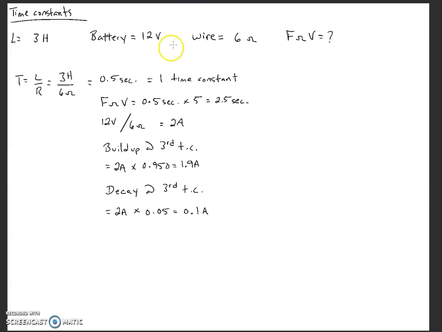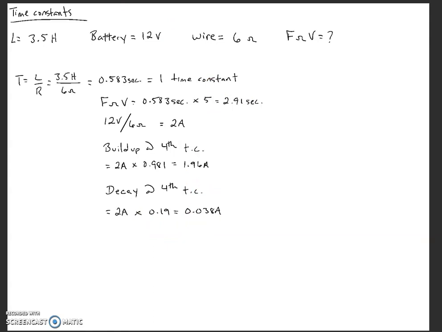Now if we change the henries, we have 3 henries, 12 volts and 6 ohms. So 3 over 6 gives us 0.5 seconds, one time constant. Full Ohm's law value, 0.5 times 5 gives us 2.5 seconds. 12 volts over 6 ohms is 2 amps. At the third time constant, take that number and multiply it, and again, always double check my numbers. And there we go for those values.